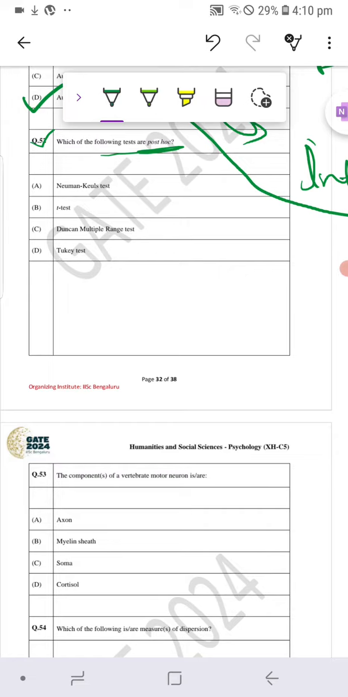Now if we look at Newman-Keuls test, then it is a post hoc test which is used after ANOVA, that is analysis of variance. It compares all possible pairs of means to determine which pair are significantly different from each other. So this definitely is the right option over here.